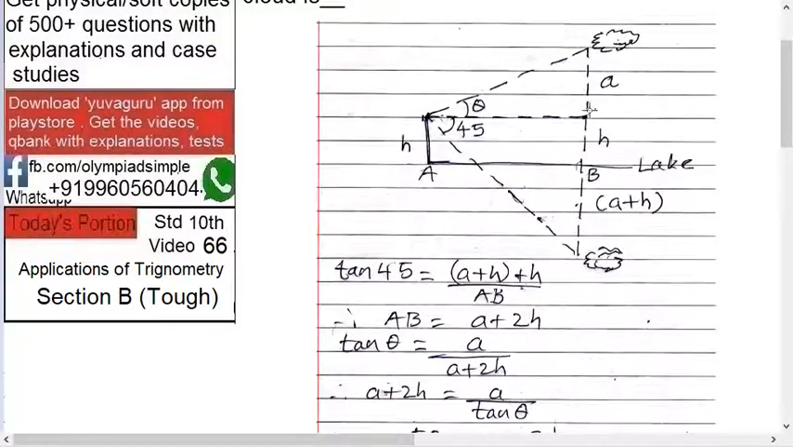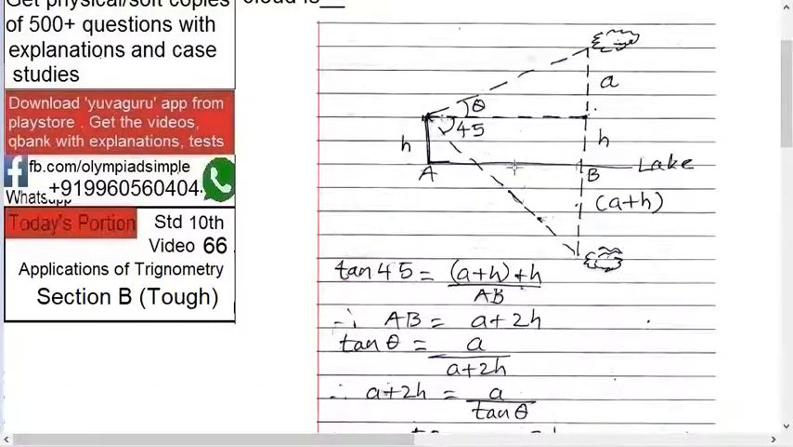So this opposite is what? See this. This is A plus H. How? See here. From the water, this height is H and the further height is A. So the reflection will be for the full, right? A plus H. So that's why it is A plus H below the water.